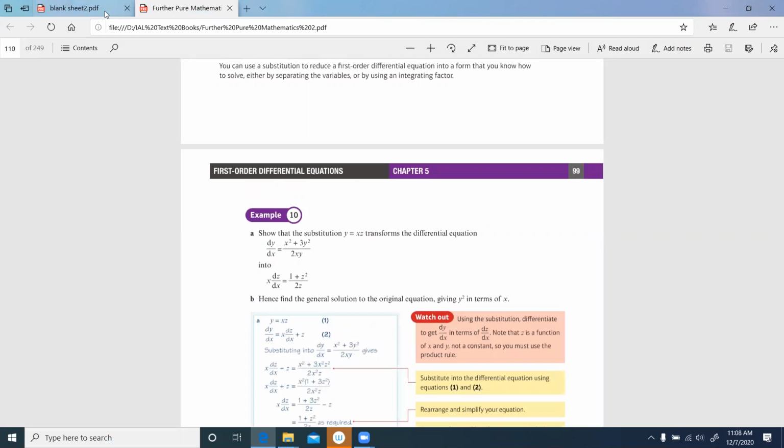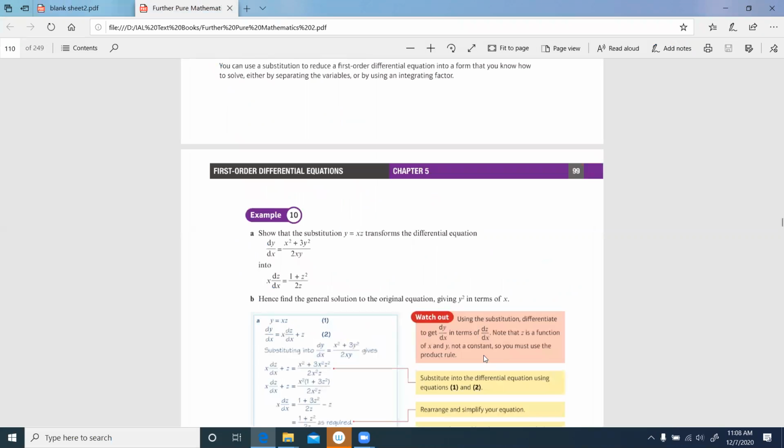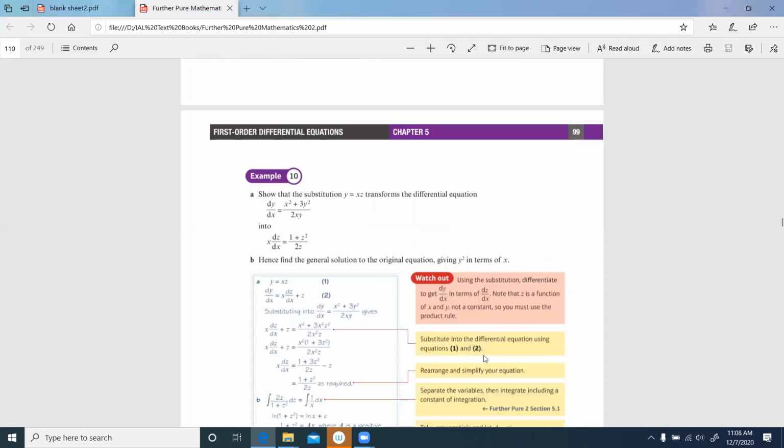Have we made any mistake over here? The x squared cancels, and 1 over z comes. Let's see what has happened.